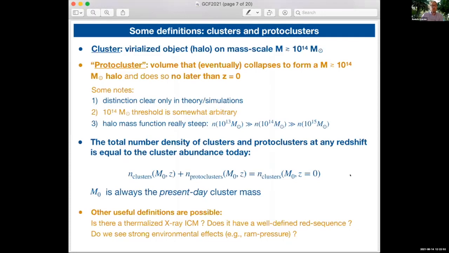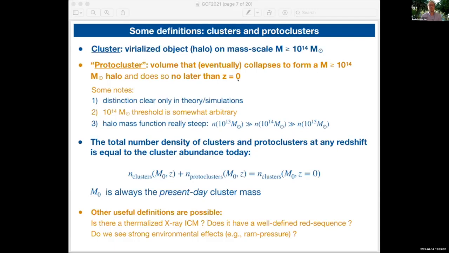I think it's important to talk about some basic definitions. None of these definitions are hills that I'm willing to die on, but I think we should make an attempt to agree on what we're talking about. So in this talk, when I say cluster, I'm thinking of virialized objects, single dark matter halos on a mass scale of at least 10^14 solar masses. And then that defines a protocluster as the volume of space that will eventually collapse to form this object. And it must do this no later than redshift 0, okay, for us. Otherwise, it has little meaning to us.